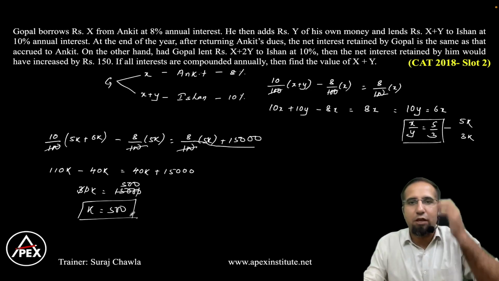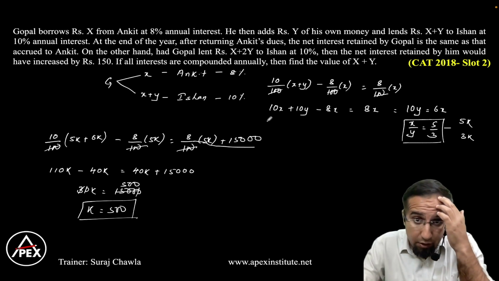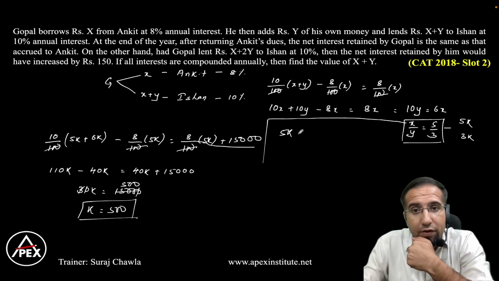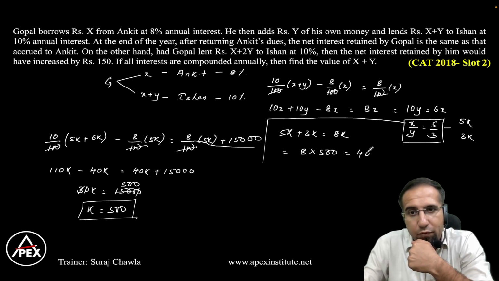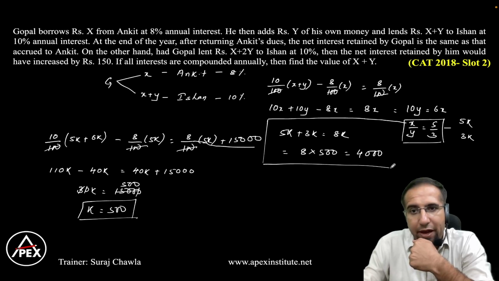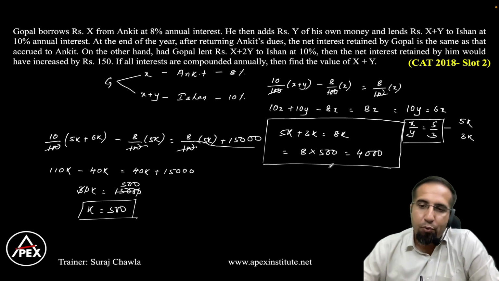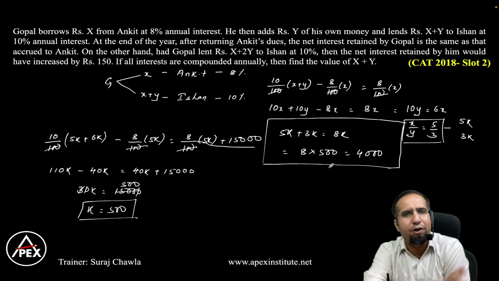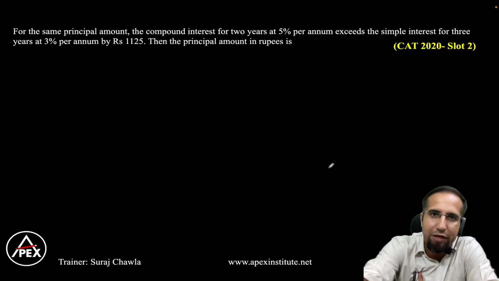Now what is the question asking us? Find the value of x plus y. So the value of x plus y is equal to 5k plus 3k, which is 8k, which is finally 8 into 500, and that is going to be 4000, the final value of x plus y in this question. Right? So it's a very simple question. If 1 year is in place, then the calculation of simple interest and compound interest does not change, and that is how we should be attacking these questions.